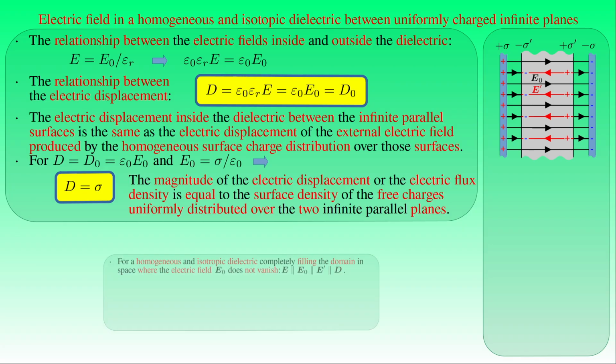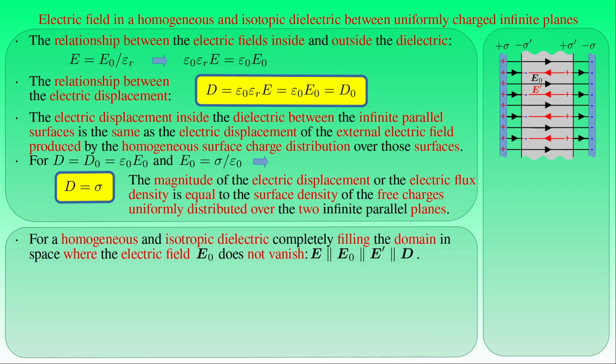In the case under consideration, the homogeneous and isotropic dielectric completely fills the part of the space where the electric field produced by the free charges is different from zero. This is the situation if there are no gaps between the infinite planes and the boundary surfaces of the dielectric seen in the figure. Then the magnitude of E is equal to the magnitude of E0 over epsilon R, and the vectors E, E0, E' and D are parallel with each other.